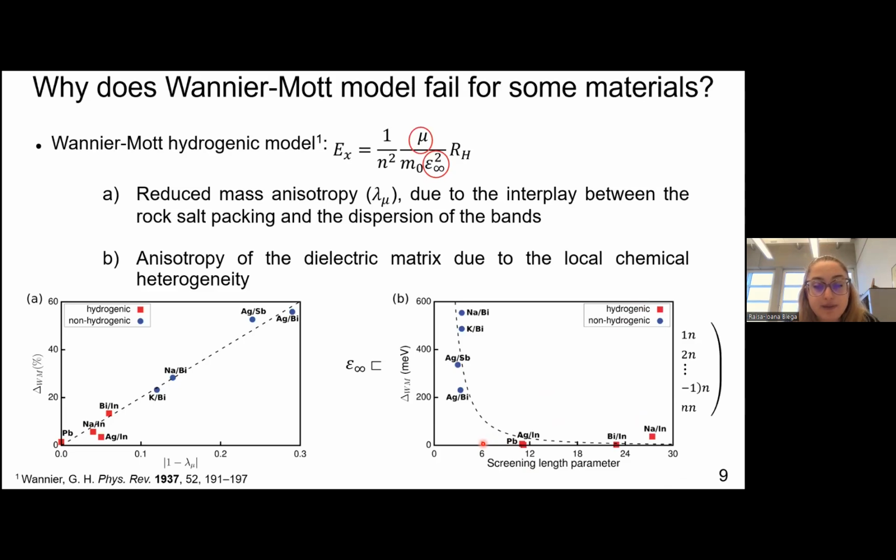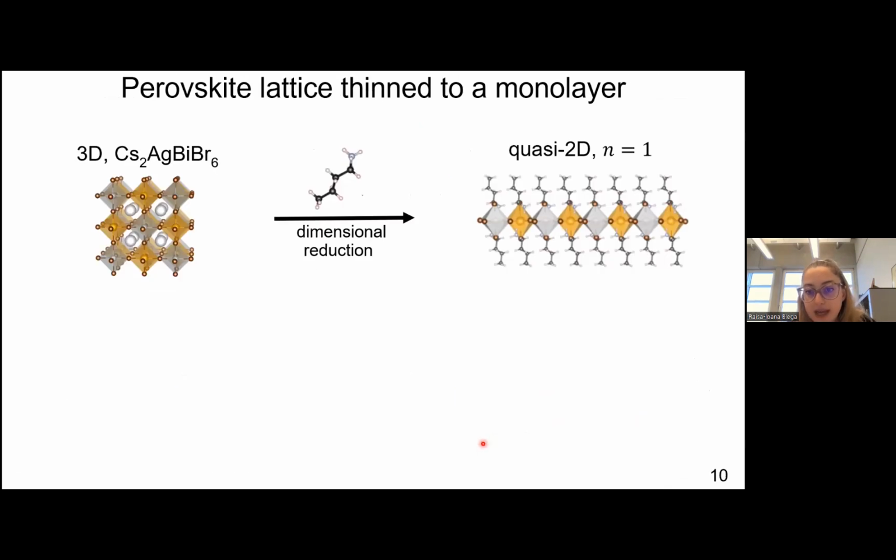Now that we've seen how the 3D materials behave, I want to very quickly show you some results on the 2D case and what happens when we reduce the dimensionality of the silver bismuth double perovskite. When we do this, we have one or two layers of inorganic perovskite sandwiched between long organic molecules, in our case butyl ammonium molecules.